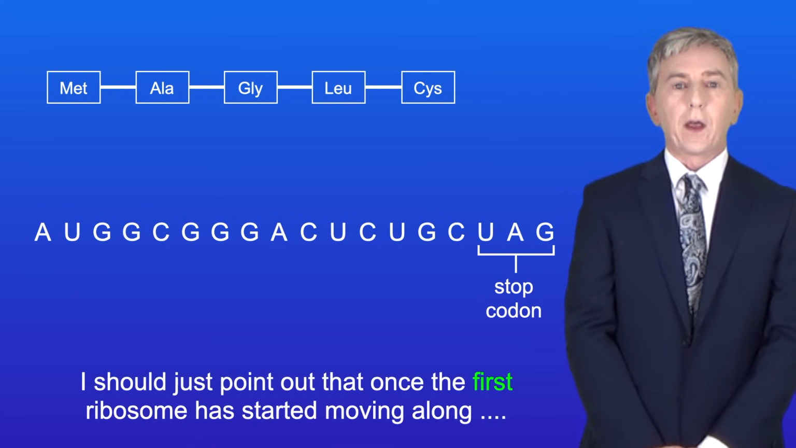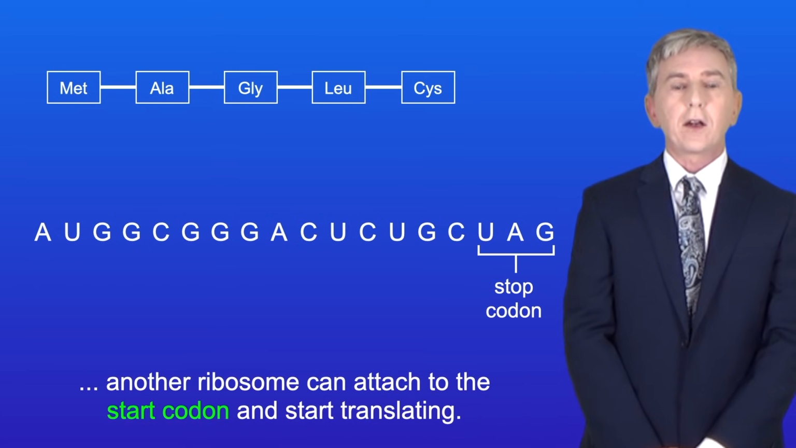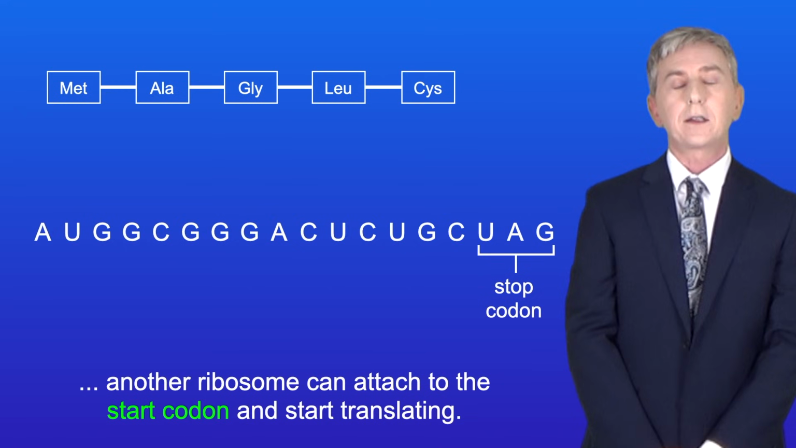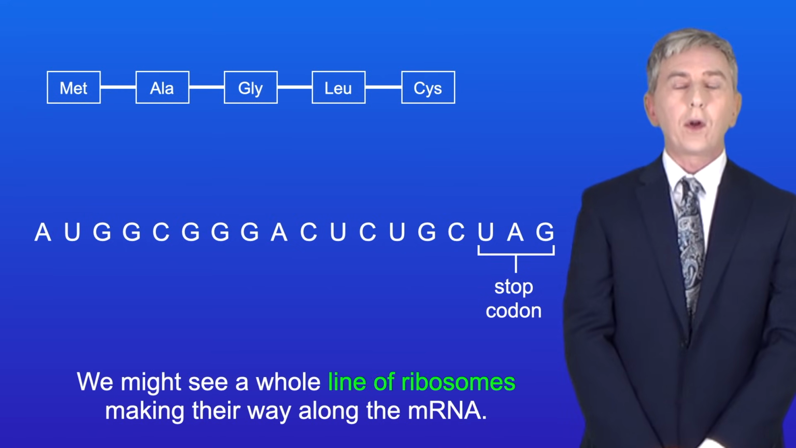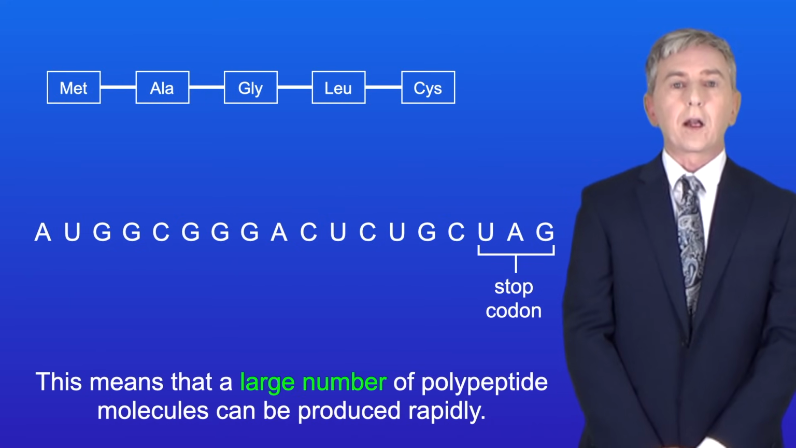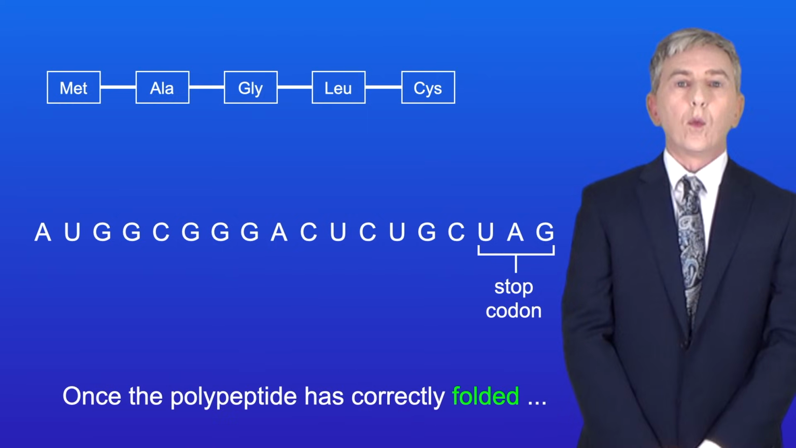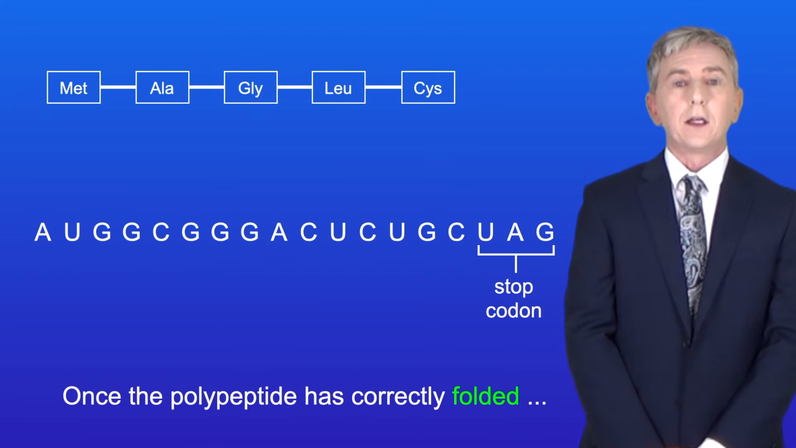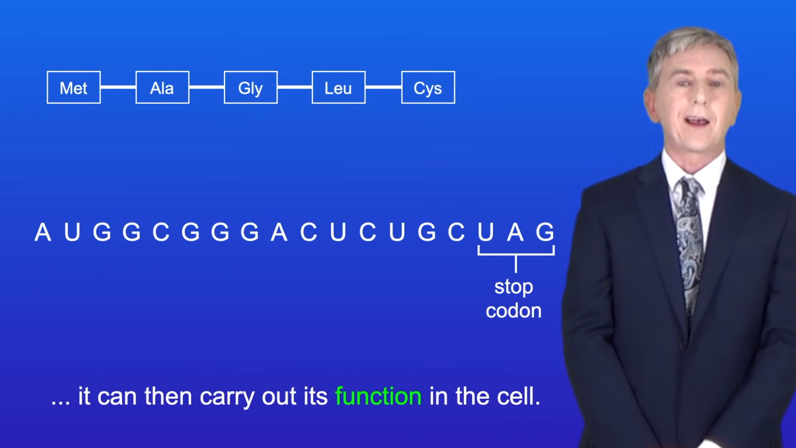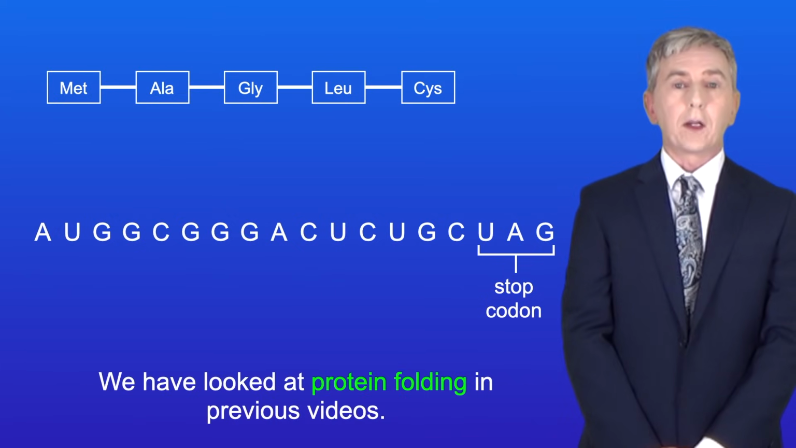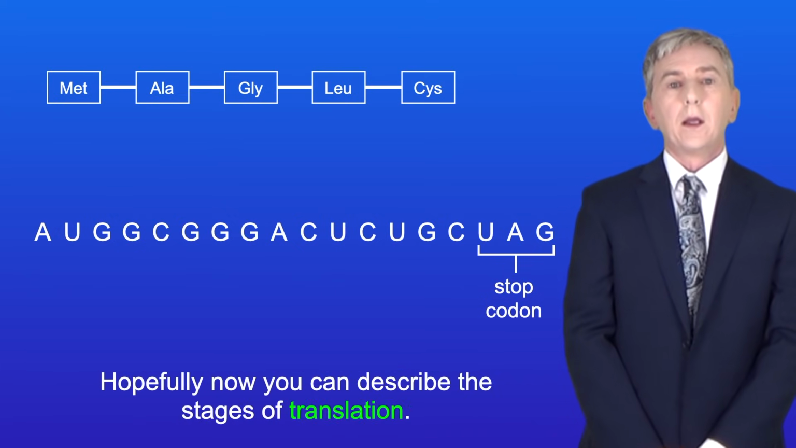Now I should just point out that once the first ribosome has started moving along, another ribosome can attach to the start codon and start translating. So we might see a whole line of ribosomes making their way along the mRNA. And this means that a large number of polypeptide molecules can be produced rapidly. Once the polypeptide is correctly folded, it can then carry out its function in the cell, and we've looked at protein folding in previous videos. Okay, so hopefully now you can describe the stages of translation.